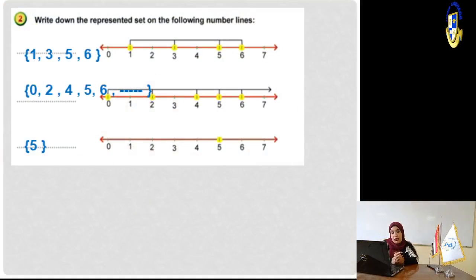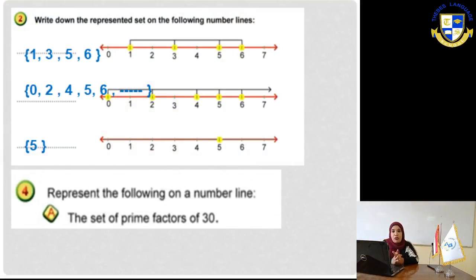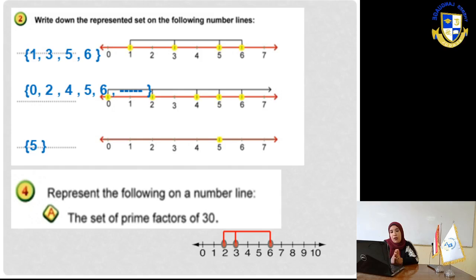Now represent the following on the number line. Set of prime factors of 30. Okay, what are the factors of number 30? Factors of number 30 mean the numbers that when you multiply, the answer will be 30, but here he asked about the prime numbers. You can make factorization of 30, or you can think about the factors of 30 which are prime.